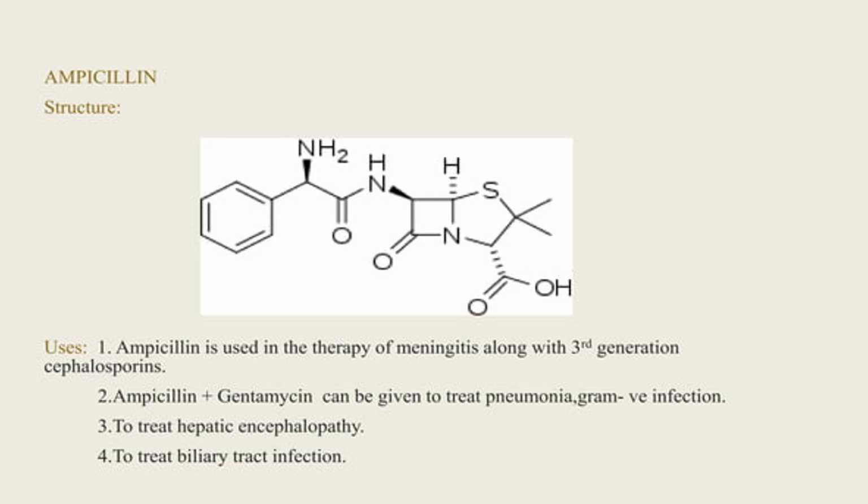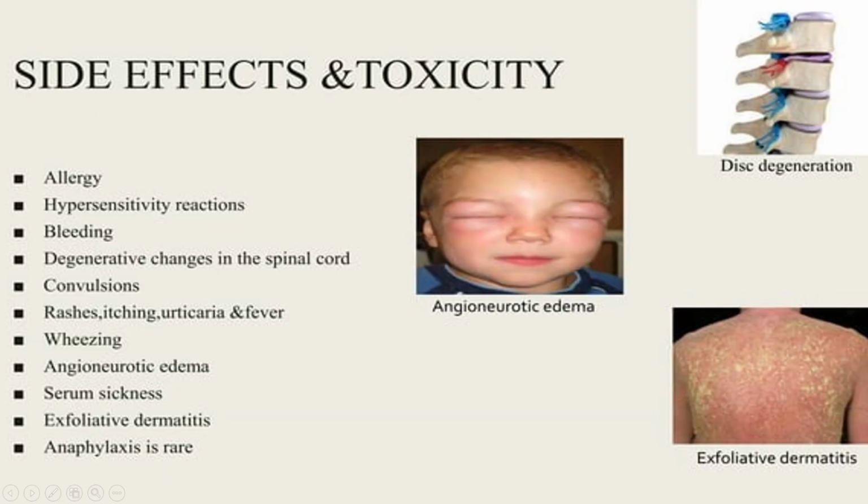Next example is ampicillin. Ampicillin is used for the therapy of meningitis along with a third generation cephalosporin. That means this particular drug is given in combination with another class of compound, that is cephalosporin. Ampicillin plus gentamicin can be given to treat pneumonia and gram-negative infection, to treat hepatic encephalopathy, and as well as to treat biliary tract infections.